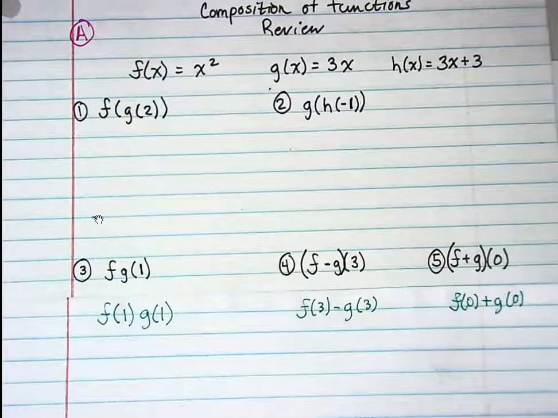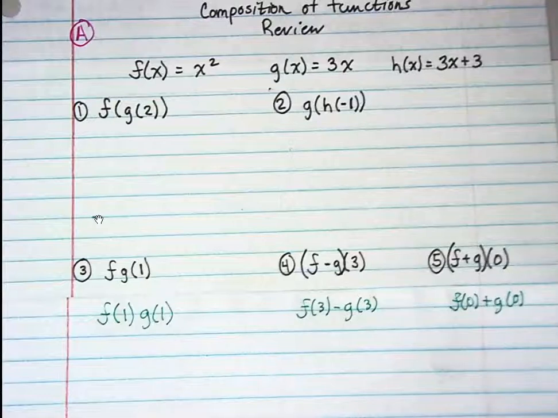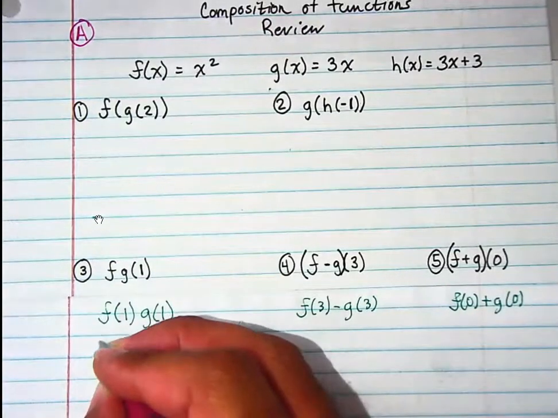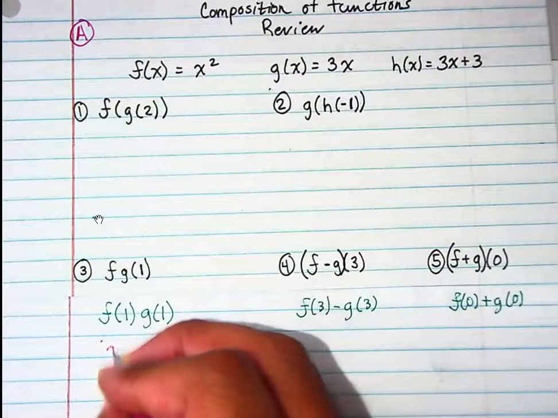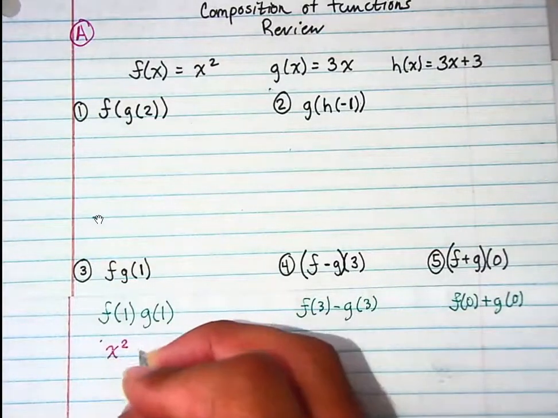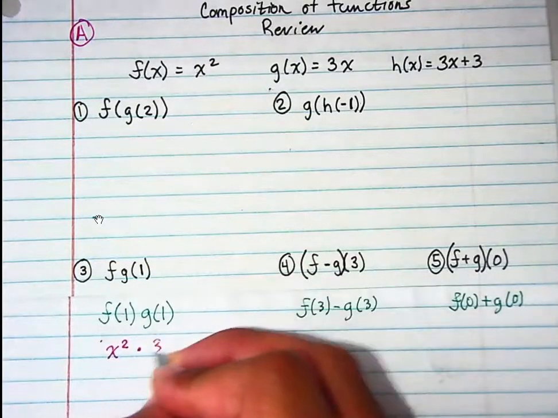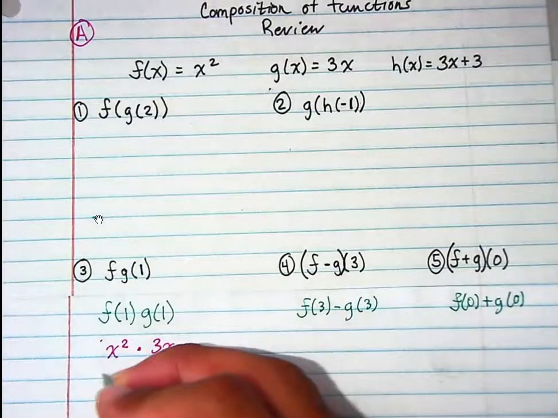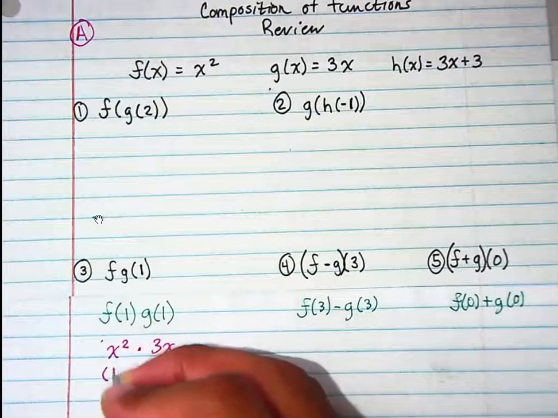Now, I showed you guys 2 different ways of doing this. I showed you how to multiply it and do f times g of x, and then substitute 1 into the answer. And I also showed you this way, the second way that we talked about. All right, so here, f of 1. We know f of x is x squared. We know g of x is 3x. We're going to put down 1 for each one of these because that's what is inside for x.